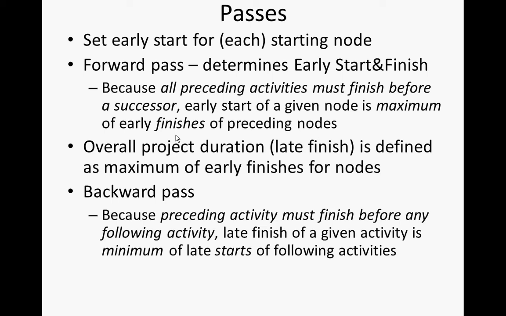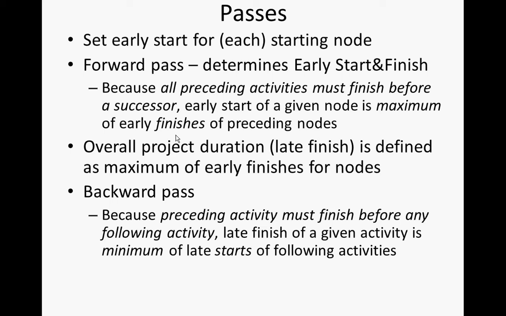In the backwards pass, we have a different situation. Instead of dealing with a maximum of the early finishes, we're going to deal with a minimum. Because preceding activities must finish before any following activity, the late finish of a given activity is the minimum of the late starts of the following activities. The last it could finish without delaying the project, it has to finish before the late starts of all of the things that depend on it, or else it's going to delay the project.